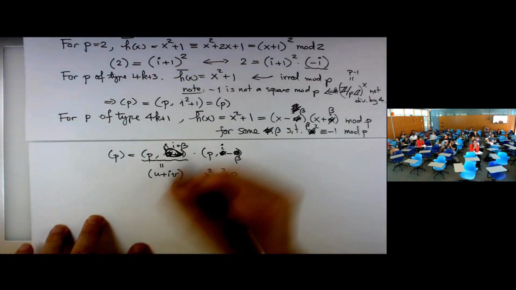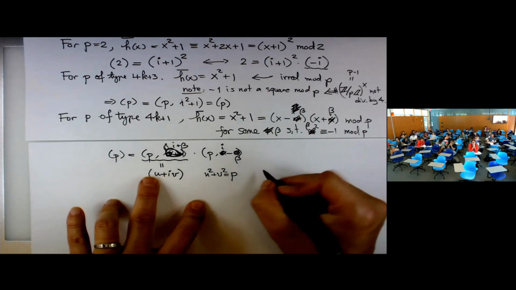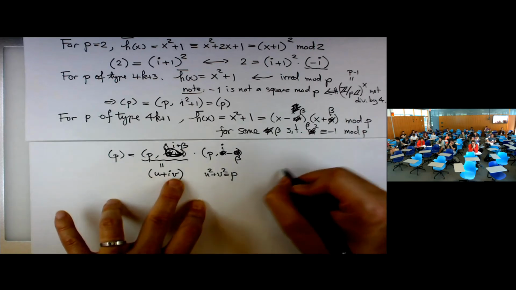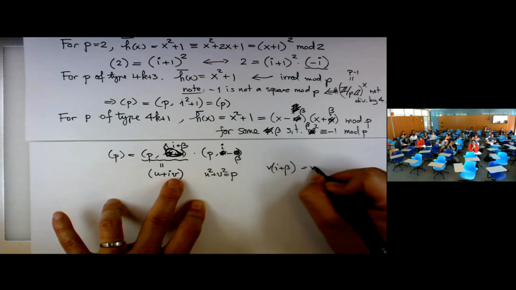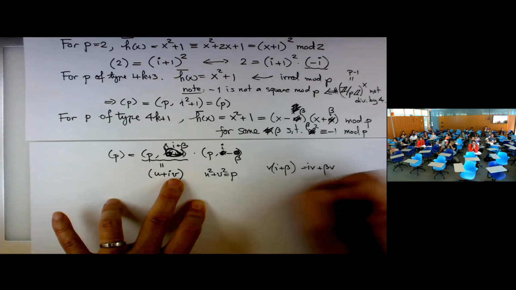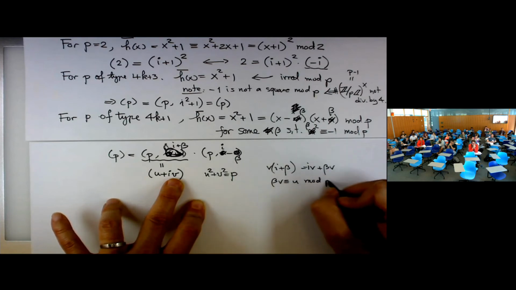And of course, the relation between beta and u and v, you can see from here: if you take v times i, beta, you get iv plus beta v. So beta v is congruent to u mod p, as it turns out.